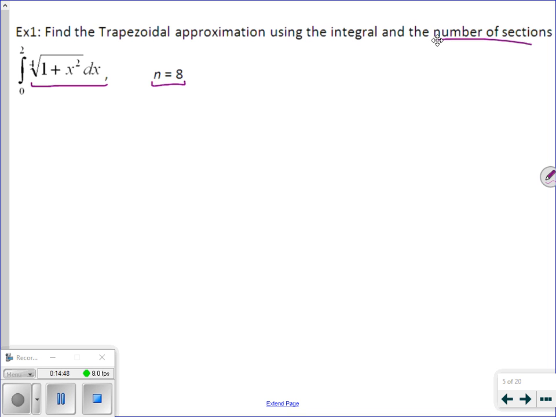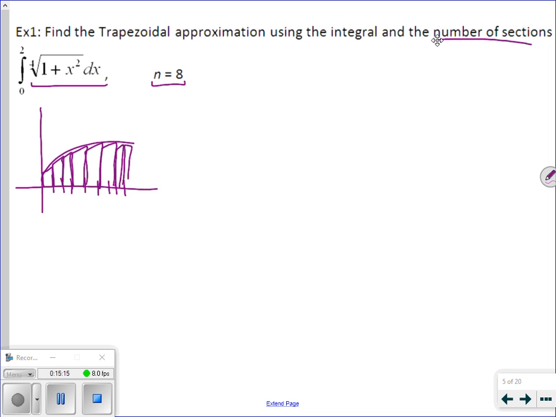Now, we're doing 8 trapezoids. So, I don't know what this graph looks like, but if I'm taking the area between 0 to 2, I'm going to have 1, 2, 3, 4, 5, 6, 7, 8 trapezoids. The fourth root, I'm assuming, looks something like this. Okay, so we're going to have 1, 2, look at all the trapezoids we're going to have here.